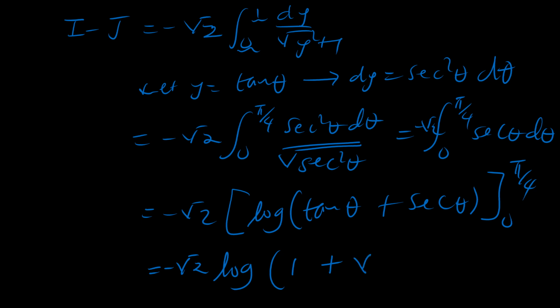So this is just 1 plus root 2, minus the lower limit. At the lower limit tan of 0 is 0, and sec of 0 is going to be 1, so the natural log of 1 is going to be 0. So this is what we are left with for now.